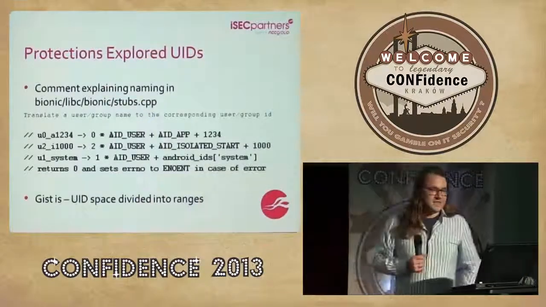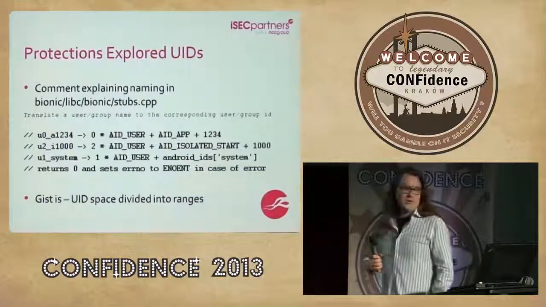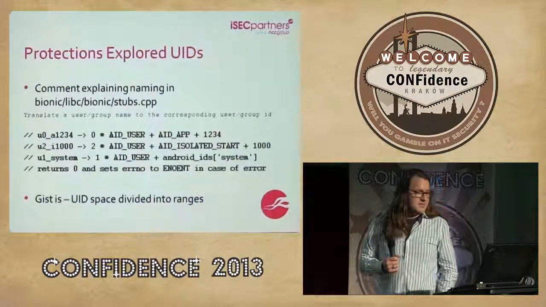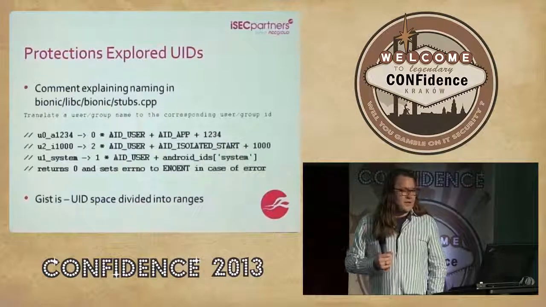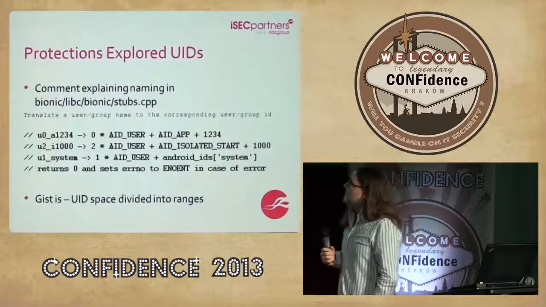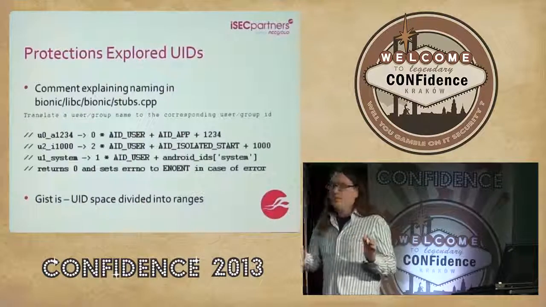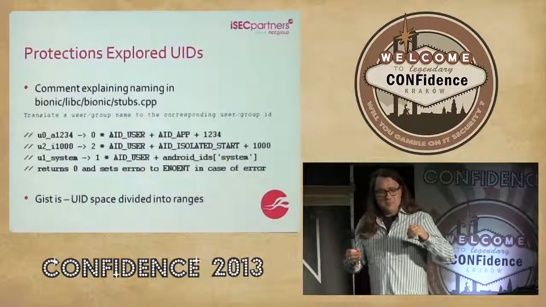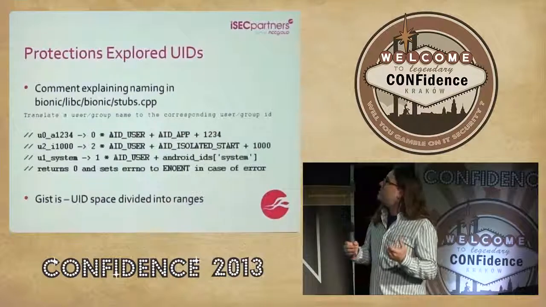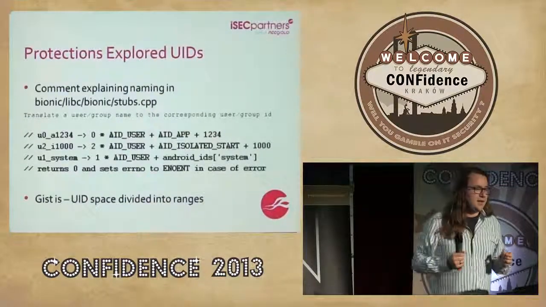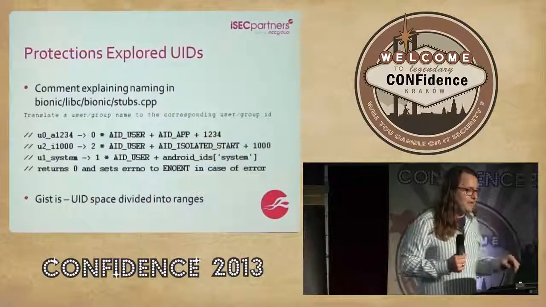And you can see this in a bunch of different places in the code, including in the Android file system config in this stubs file. But the gist is that they're taking this big 32-bit space that they had for UIDs, and they're just breaking it into ranges. So there's this user range, and they kind of multiply it by a user ID and add on the app ID.